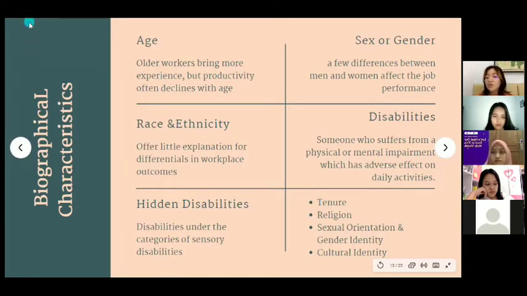There are also some other differentiation characteristic factors which illustrate deep level difference that provide opportunities for workplace diversity. The first one is tenure, second one is religion, sexual orientation and gender identity, and also cultural identity. Next.